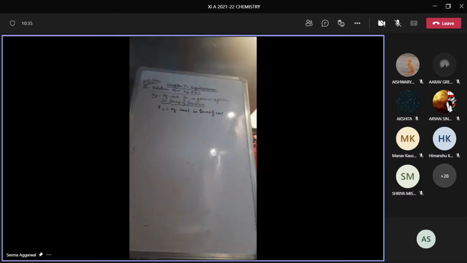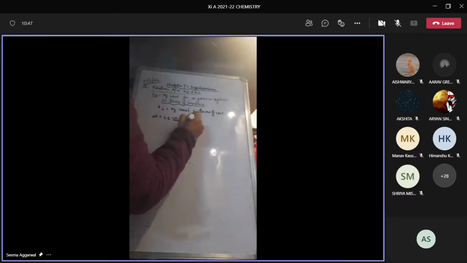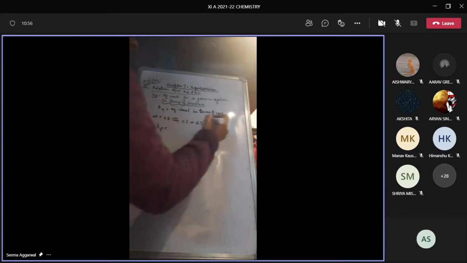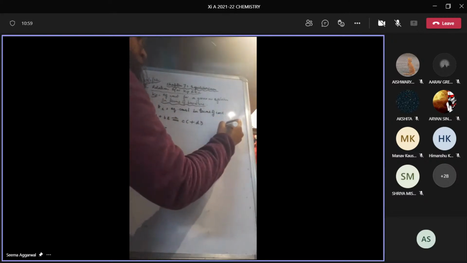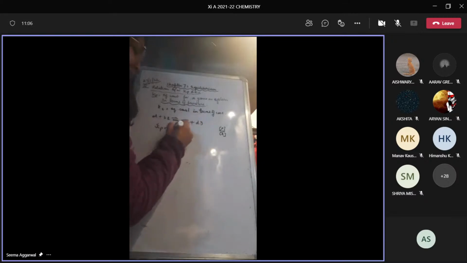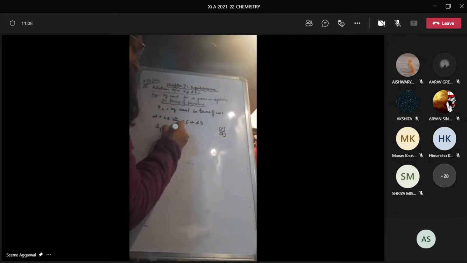Now suppose I am taking this particular reaction in the book. Okay, let me take a general reaction: aA plus bB gives cC plus dD. Now if I want to express in terms of pressure, again it is the concentration of products upon reactants. Just keep this in mind. Now in terms of pressure, it will be the partial pressure of component C raised to the power c.